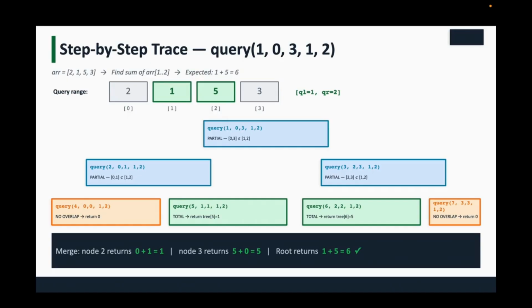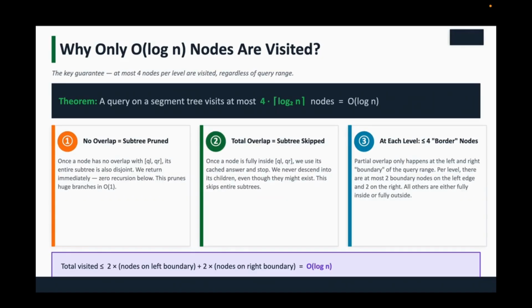The right child 2 to 3 is also partial. Its left child 2 to 2 is totally inside, returns 5. Its right child 3 to 3 has no overlap, returns 0. Merging back up, node 2 returns 0 plus 1 equals 1. Node 3 returns 5 plus 0 equals 5. Root returns 1 plus 5 equals 6. Correct.